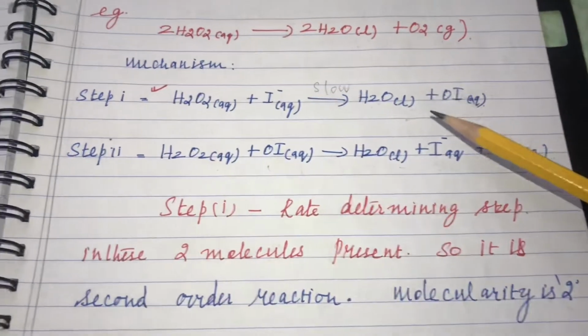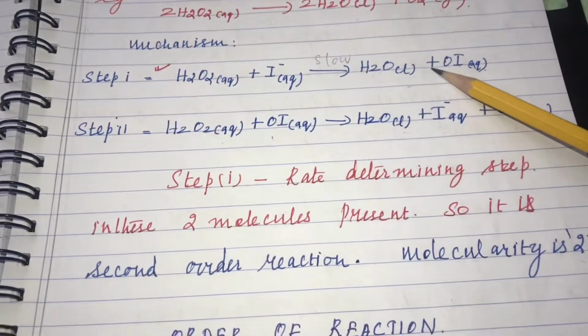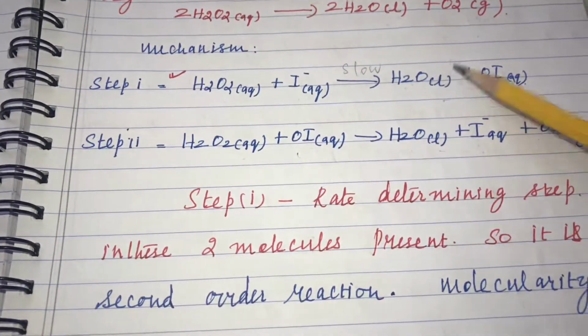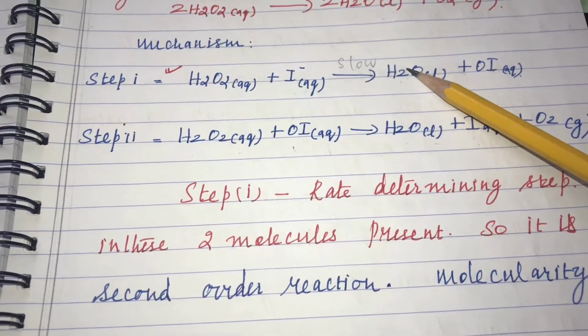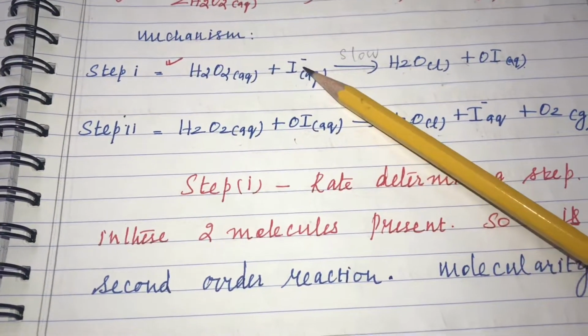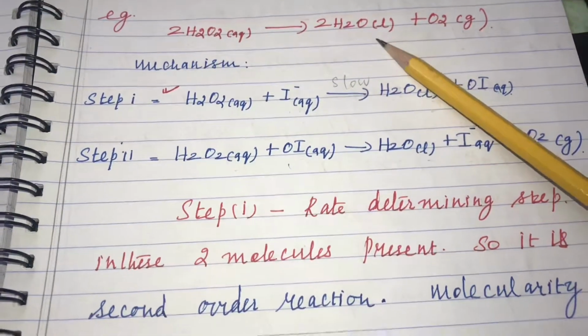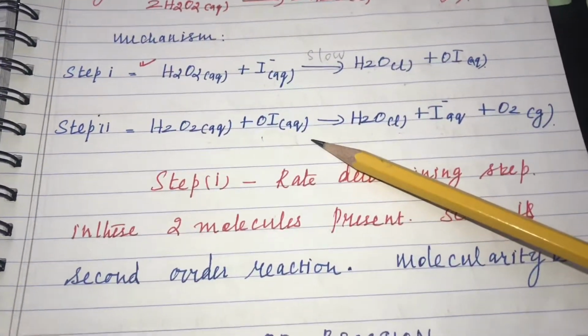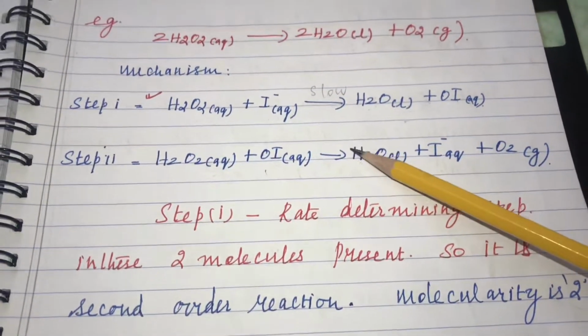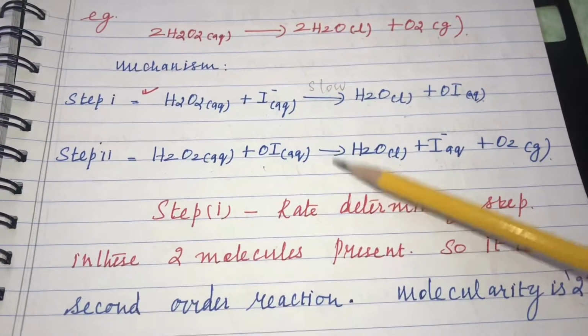So, the number of molecules present in the rate determining step, which is used to determine the rate of the reaction and is also called the slow step, is 2. So, the molecularity of the reaction is 2 and it is a second order reaction. This is the method of calculating the molecularity of a chemical reaction.